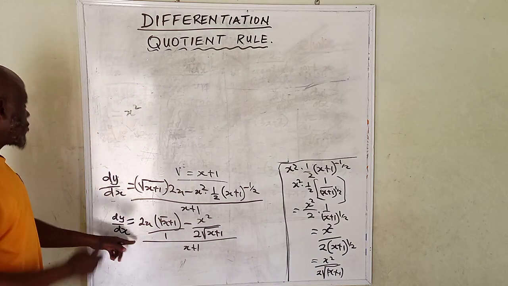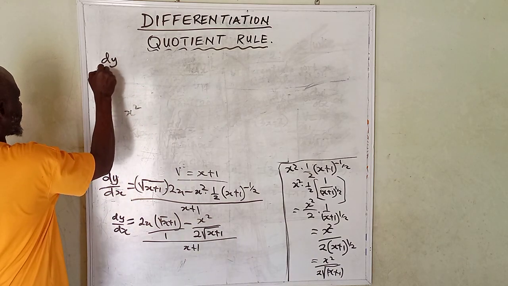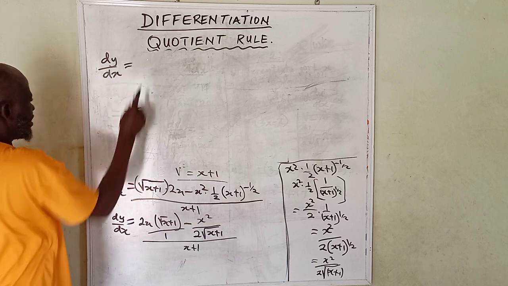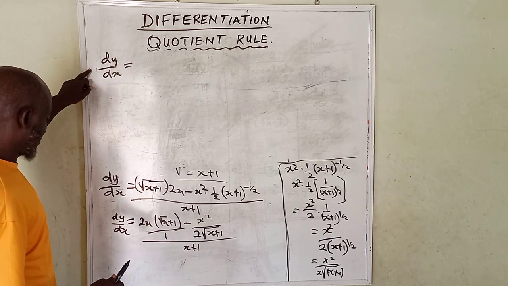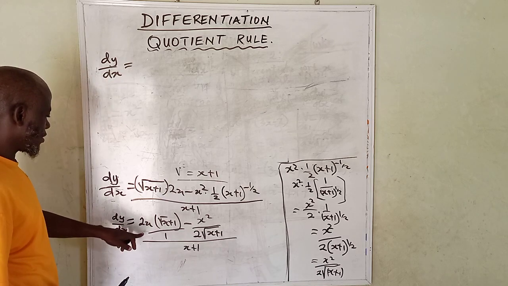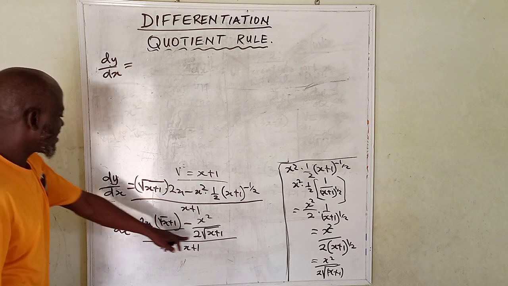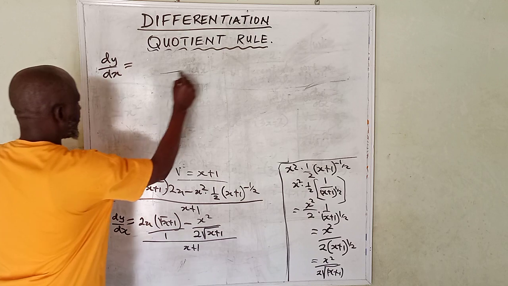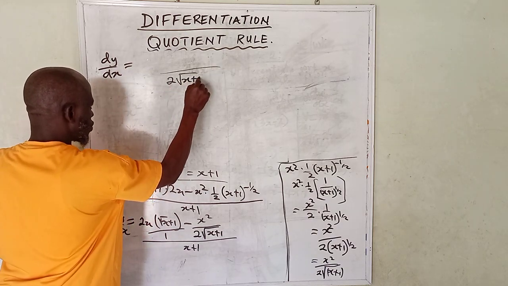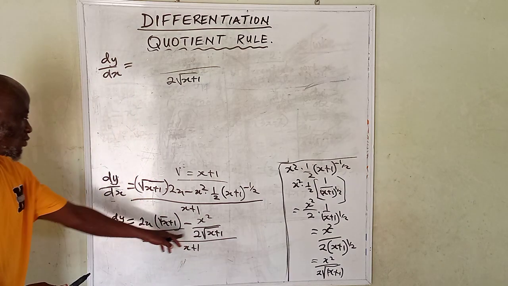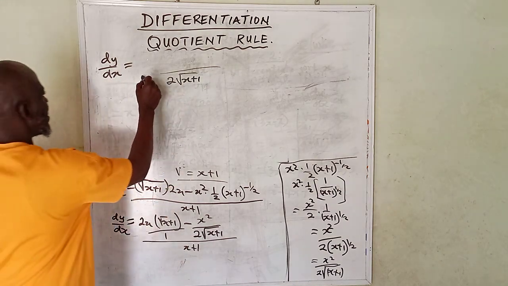Now, dy/dx equals dy/ds, equal to what? When we find the LCM, the LCM will be 2 root of x plus 1. This multiplied by this is this. That will be the LCM.